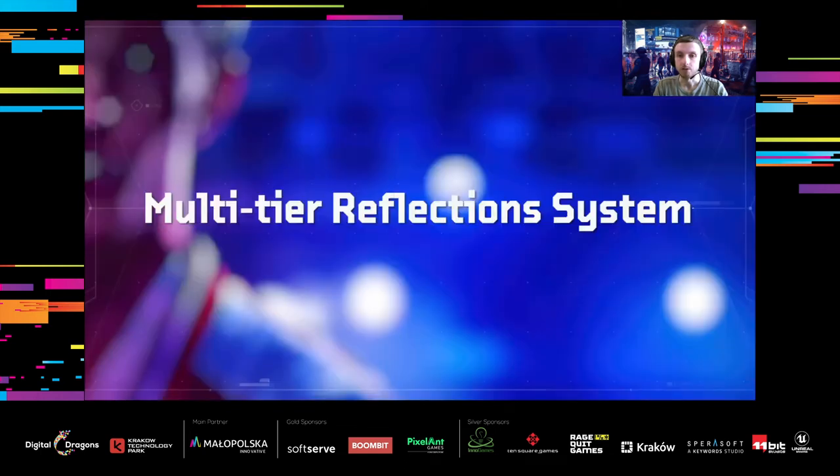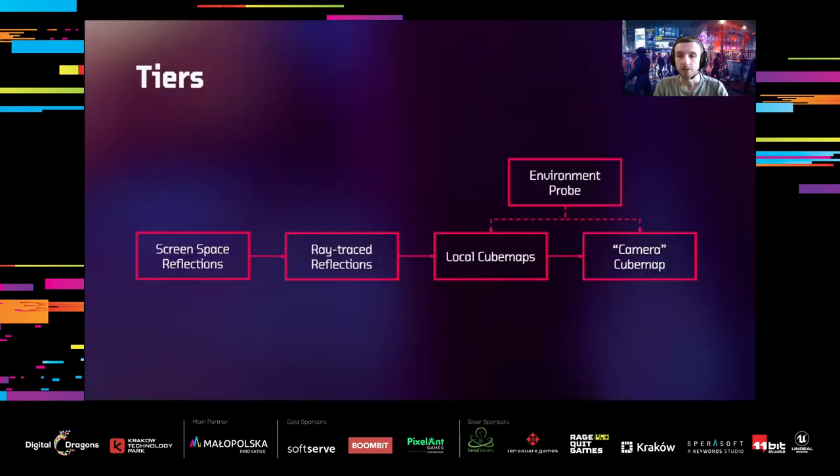Next, we'll dive into details of the multi-tier reflection system implementation in Watch Dogs Legion. Firstly, there's a small issue here. The multi-tier reflection system is not a single system, but rather a collection of systems working together. The system is classified by so-called tiers, where each tier is focused on reflection at a specific scale or on a specific feature of the reflections. Namely, these tiers are screen space reflections, ray trace reflections, cube map reflections, and environment reflections, which are used as a supplement for cube map reflections.